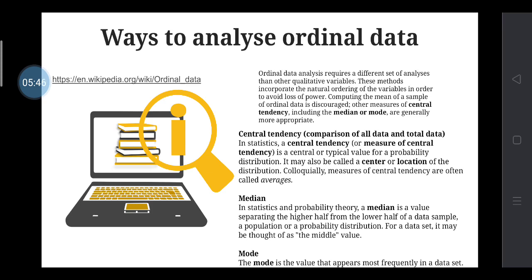In statistics and probability theory, a median is a value separating the higher half from the lower half of a data sample, a population or a probability distribution. For a dataset, it may be thought of as the middle value. The middle value is when all of the data is divided by 2.